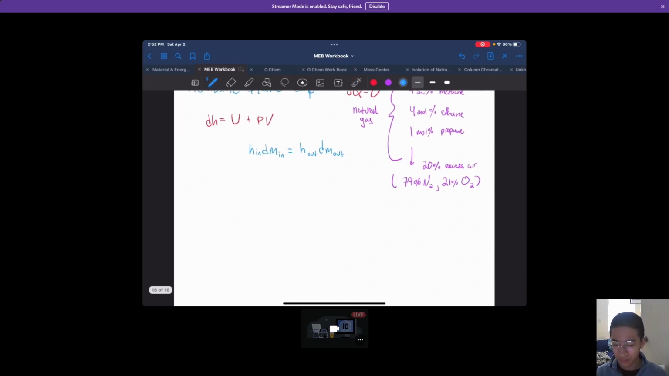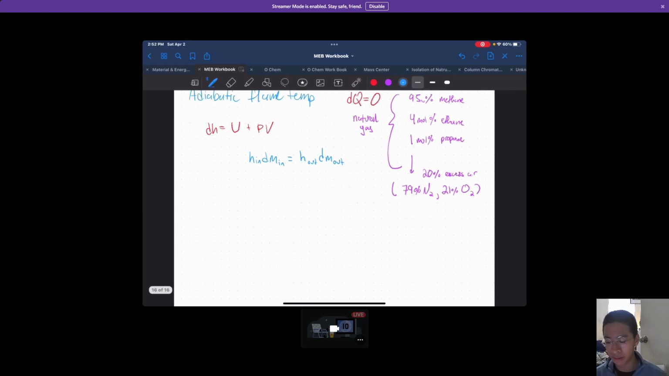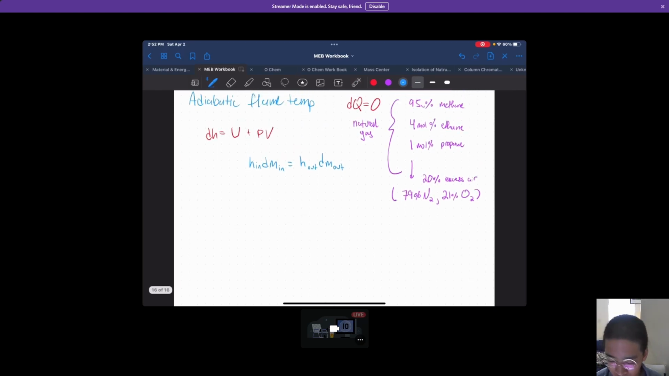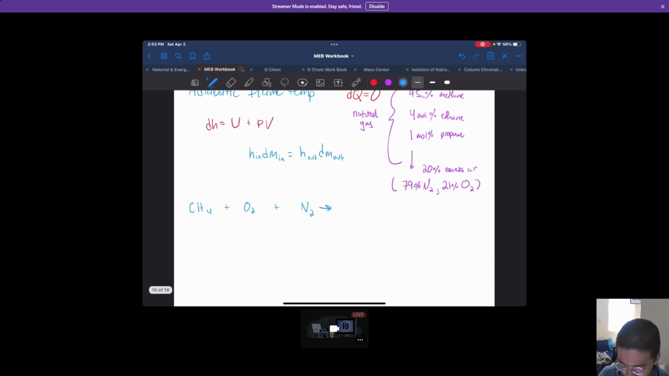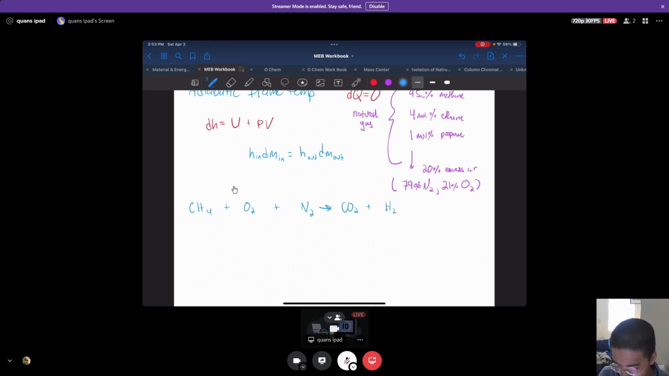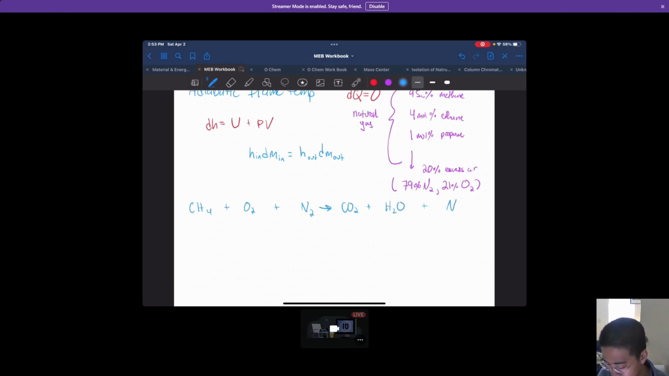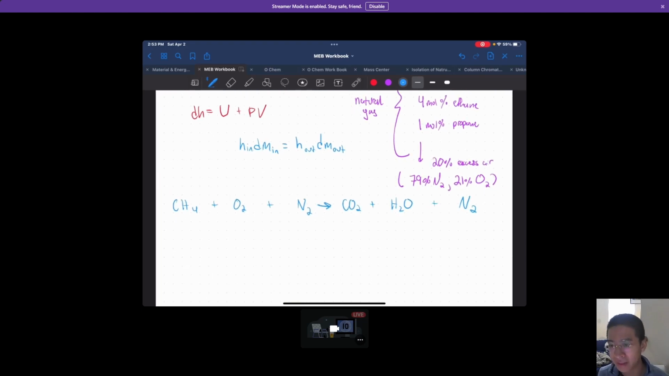Okay? So what's going to happen is this combustion is going to follow the combustion reaction, right? Methane plus oxygen plus nitrogen. Nitrogen is not part of the reaction. However, it's important to consider it as it does carry some enthalpy. Okay? So that's why we're going to consider it here. Equals CO2, carbon dioxide, plus water, again, plus nitrogen. Okay? Let's balance this equation.